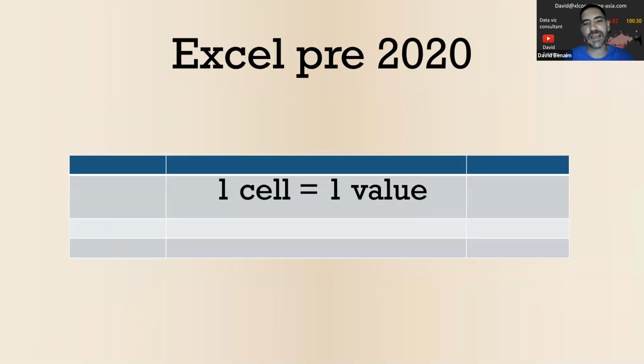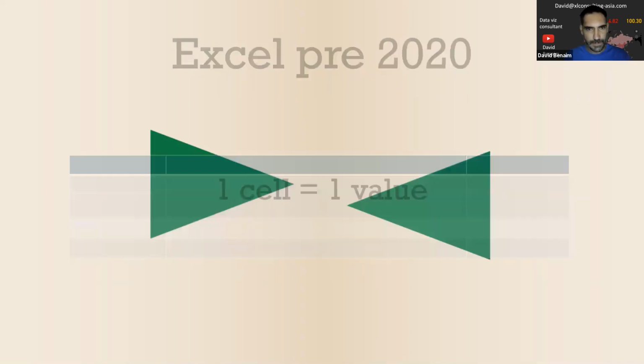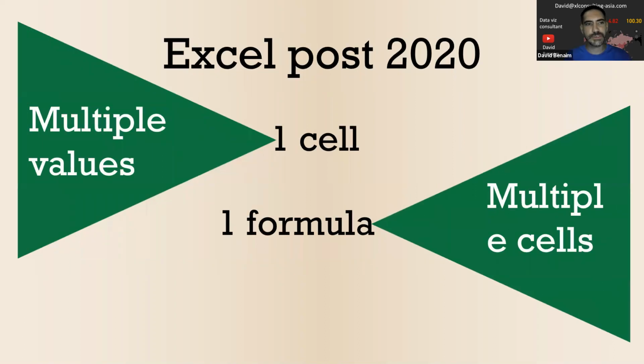Before 2020, Excel had one fundamental principle: one cell can contain one value, no more, no less. You couldn't have multiple things in one cell, and you couldn't have a value that took over multiple cells. Both of these things were just not possible in fundamental Excel. However, we have breached those boundaries. From 2020 onwards, one cell can have multiple values and one formula can output in multiple cells. So let me show you what I mean by that.